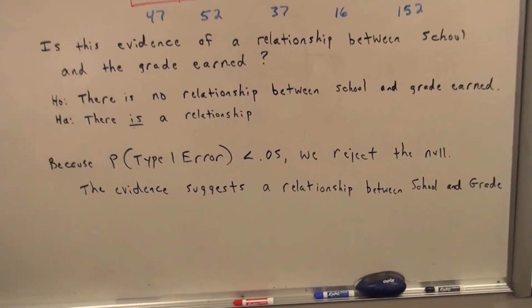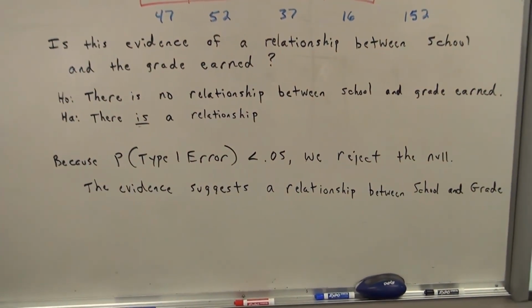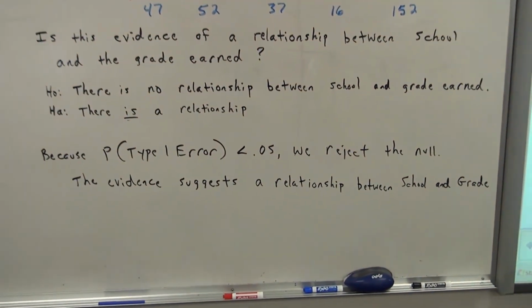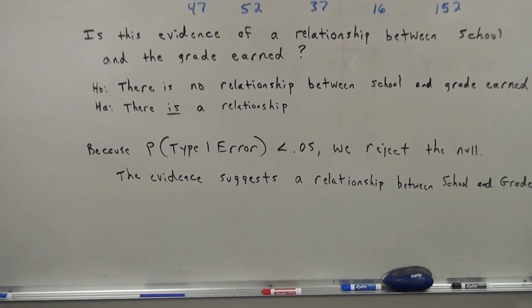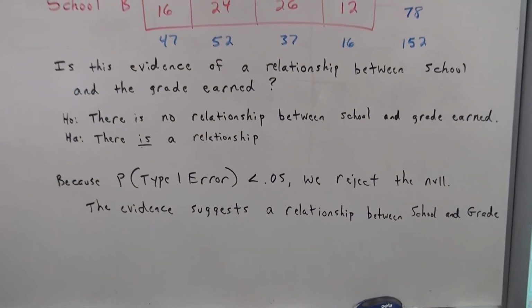Because the probability of type 1 error is less than 0.05, we reject the null. The evidence suggests a relationship between the school and the grade earned. Doesn't necessarily mean there's grade inflation, it just means there is a difference. You'd have to investigate further to see what the cause of that difference would be.